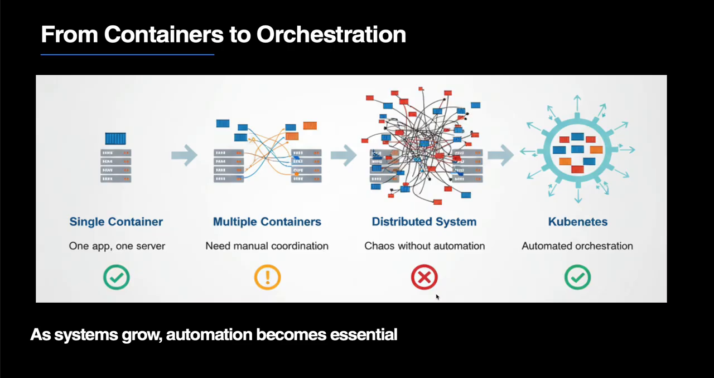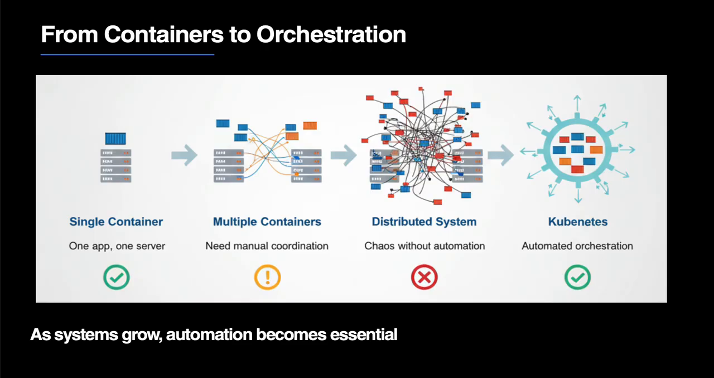So, let me show you how we got here by tracing the evolution of application development. First, you might run a single container on a single server. That's perfectly manageable. You can start it, stop it, monitor it, easy. Then your application grows and you need multiple containers working together. Maybe you have a web server container, an API container, and a database container. You still manage this manually and with some scripts, but it's getting harder.